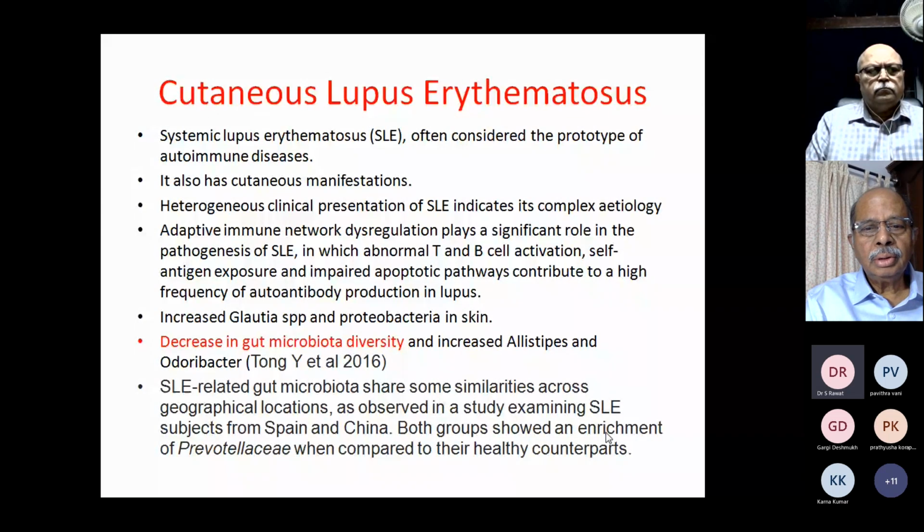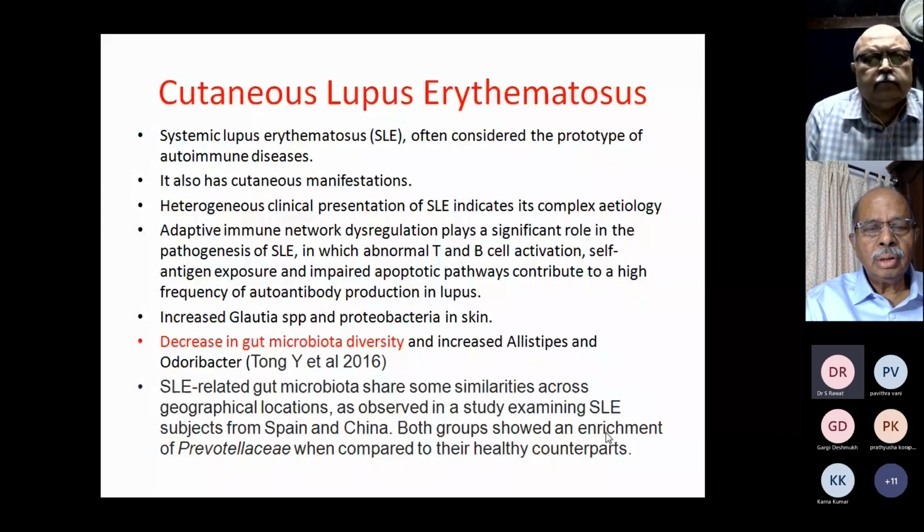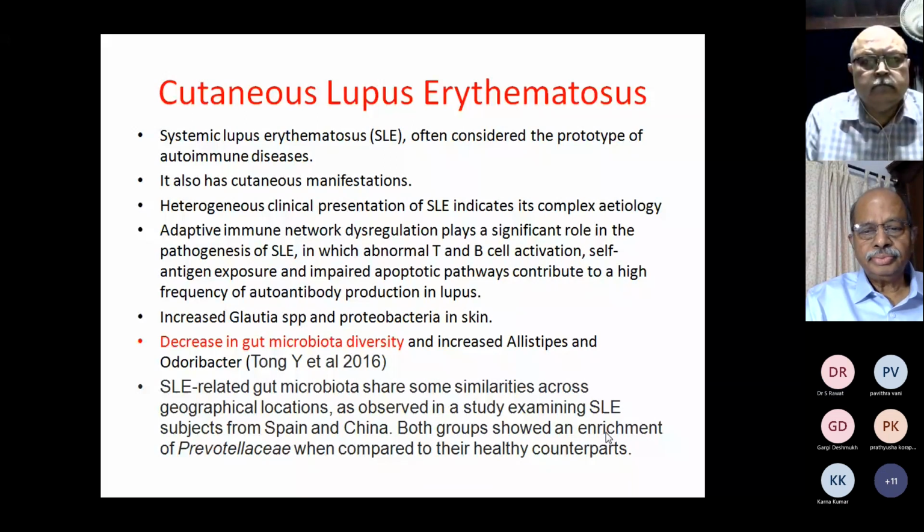Then, if we talk of the disturbances in the microbiota, there is increased Gemella species and Proteobacteria in the skin. And if we talk of the gut, there is a change in the Ellis types and the Odoribacter. Then some other studies have shown that SLE related microbiota share some similarities across various geographic locations, and the patients have been studied from Spain and China, and both of them showed that there is enrichment of Probacterius species as compared to those found in the healthier counterparts.